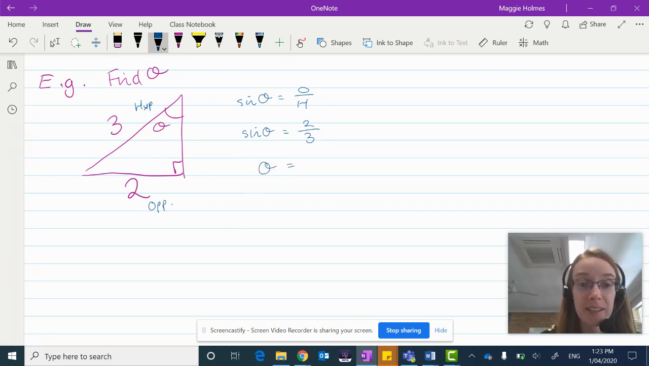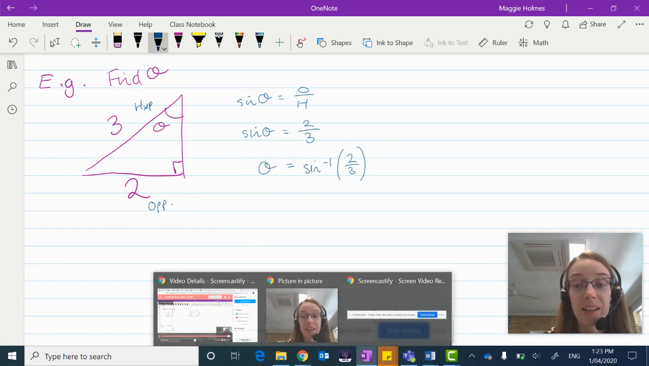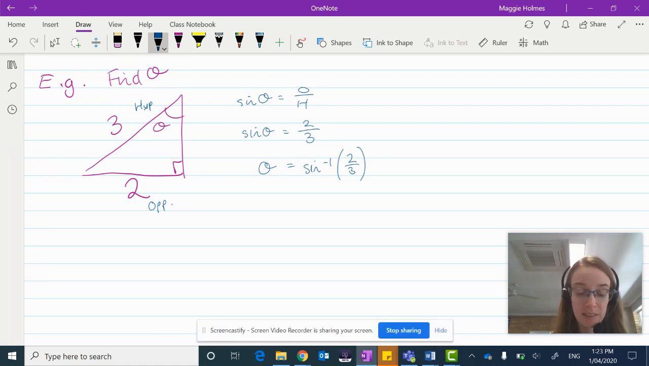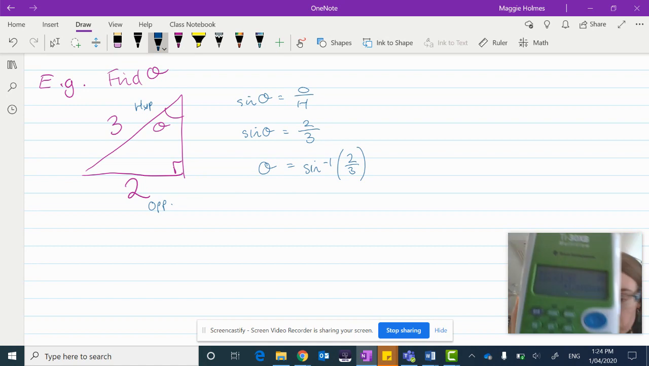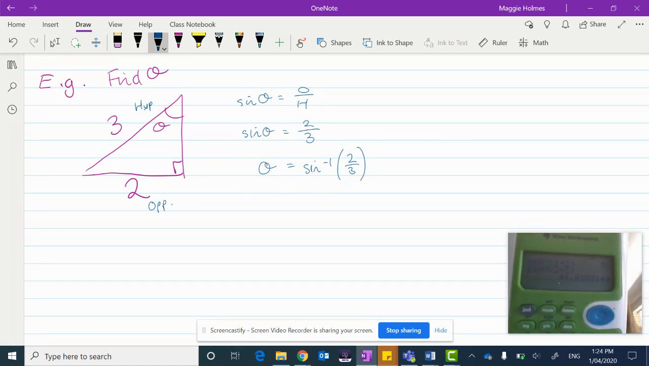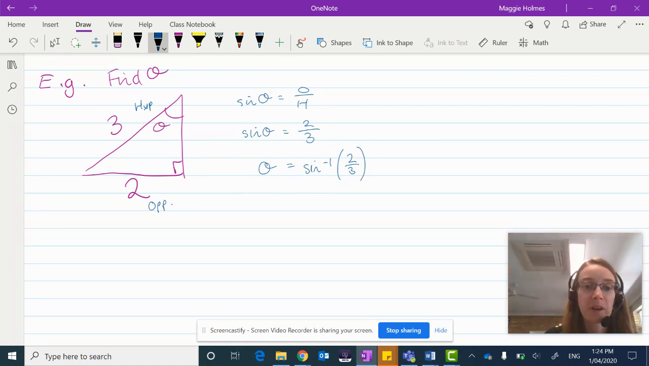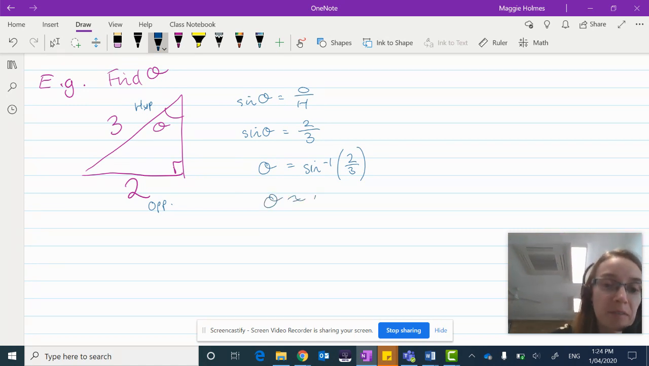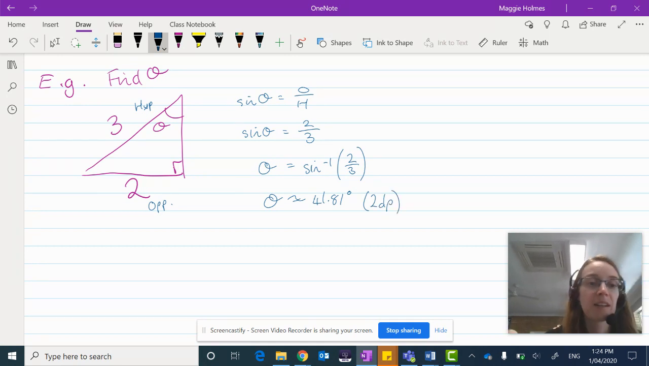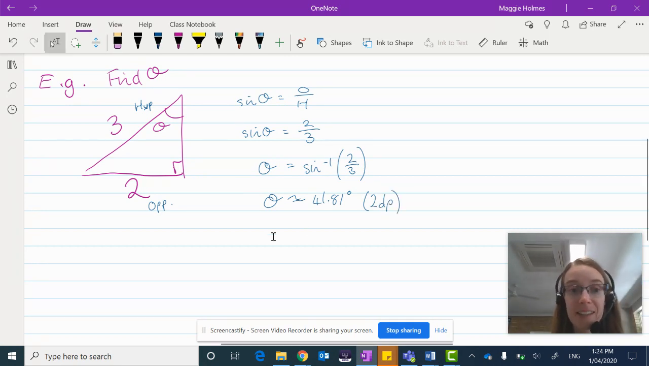So we've got theta is, we do our inverse sine of our ratio. So we put this part in our calculator. So sine inverse of 2/3. And that's what my calculator gets. Yours should get the same. So 41.81 approximately. There you go. That's how we can figure out what angles are in triangles.